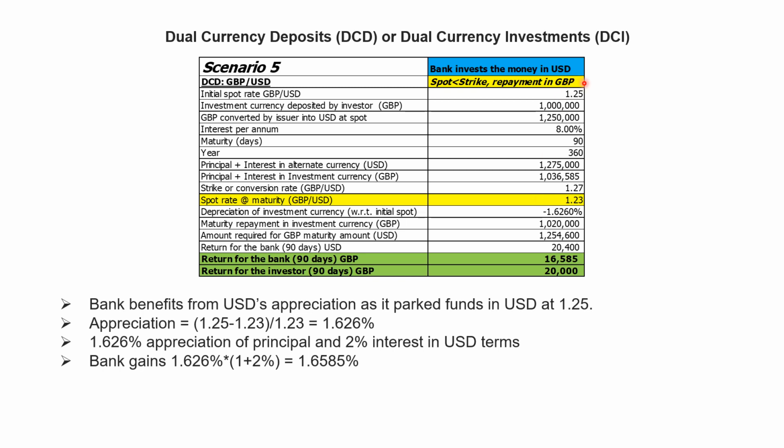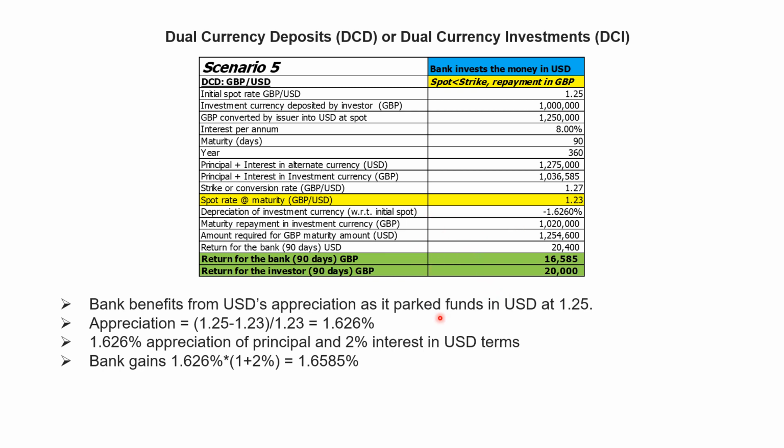In this scenario, the bank receives the USD maturity amount of 1.275 million from its USD deposit, converts it into GBP 1.036585 million at 1.23, which is the spot rate at maturity. Out of this amount of GBP 1.036585 million, it pays GBP 1.02 million to the investor, and the balance is his profit. The investment currency GBP depreciates beyond the strike price.